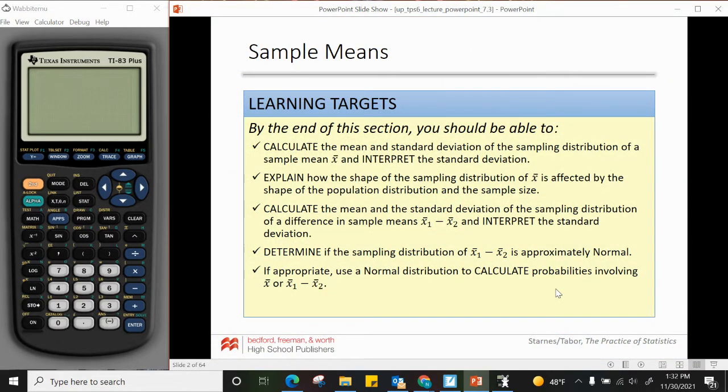By the end of this video, your learning targets should be: calculate the mean and standard deviation of the sampling distribution of a sample mean x bar and interpret the standard deviation. Explain how the shape of a sampling distribution of x bar is affected by the shape of the population distribution and the sample size. Calculate the mean and standard deviation of the sampling distribution of a difference in sample means and interpret the standard deviation. Determine if the sampling distribution of the difference in means, which is x bar 1 minus x bar 2, is approximately normal. If appropriate, use a normal distribution to calculate probabilities involving x bar or x bar 1 minus x bar 2.